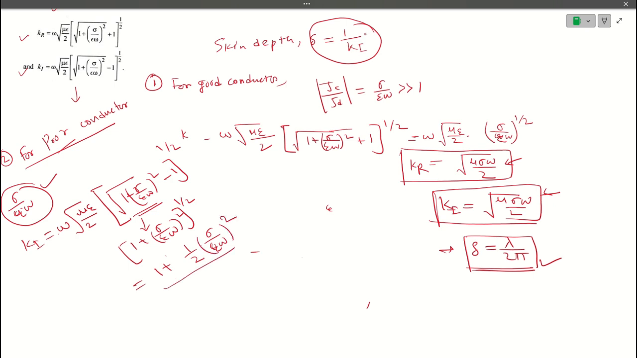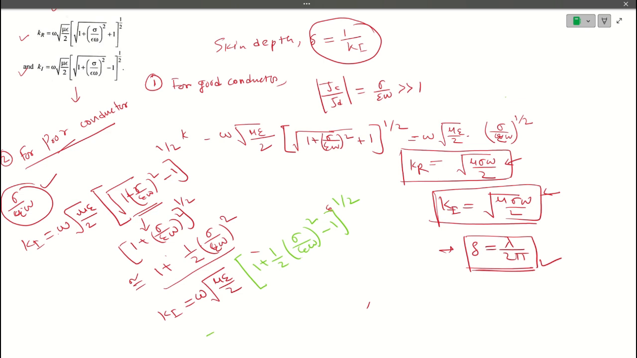So we can replace this using this value here. From here we get Ki equals omega root over mu epsilon by 2, and then this into 1 plus 1 divided by 2 into sigma by epsilon omega whole square, then minus 1, to the power half.